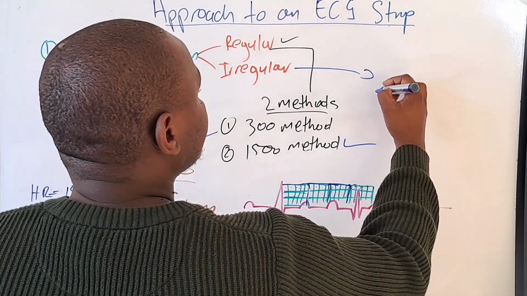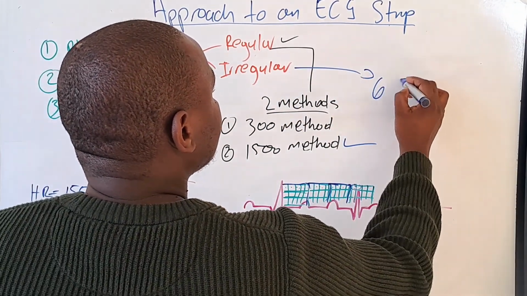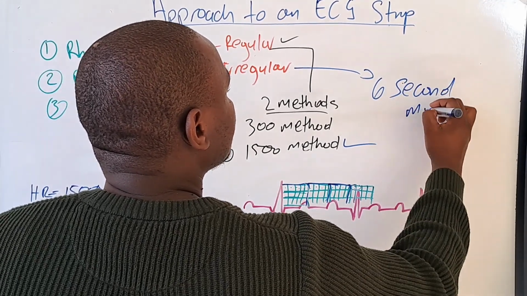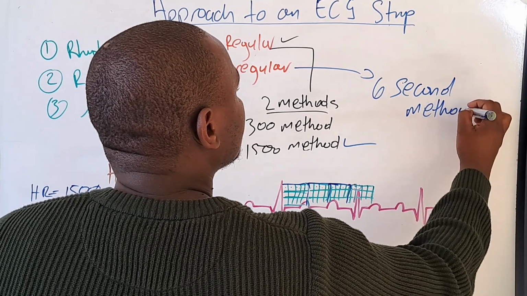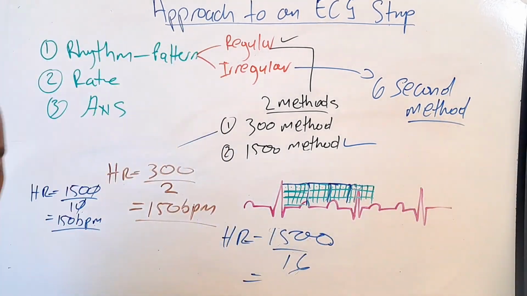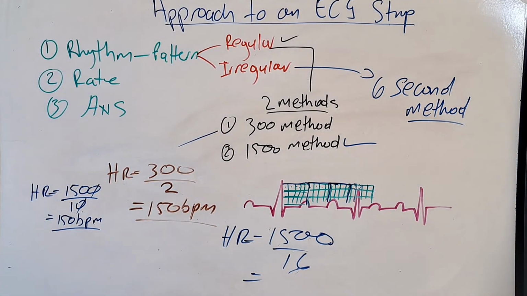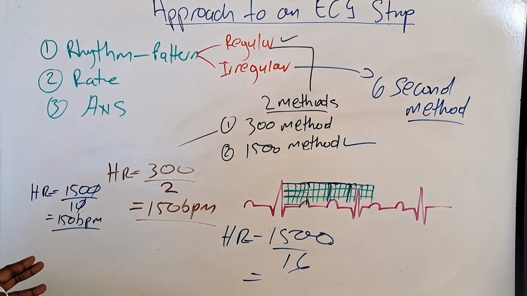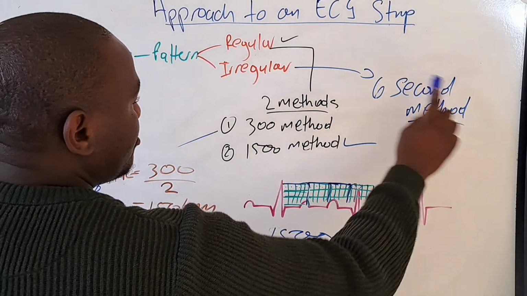It's called the 6-second method. The 6-second method. Okay guys, I don't like having long videos, right? We have about 20-25 minutes already, so I'm going to make a separate video for this method.